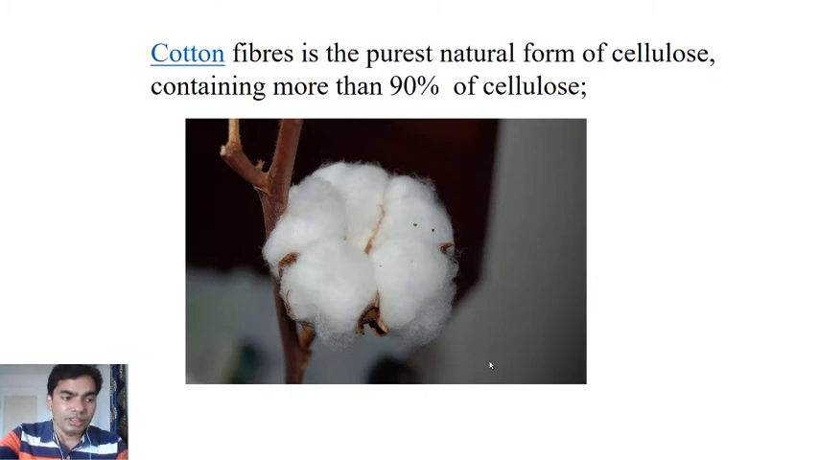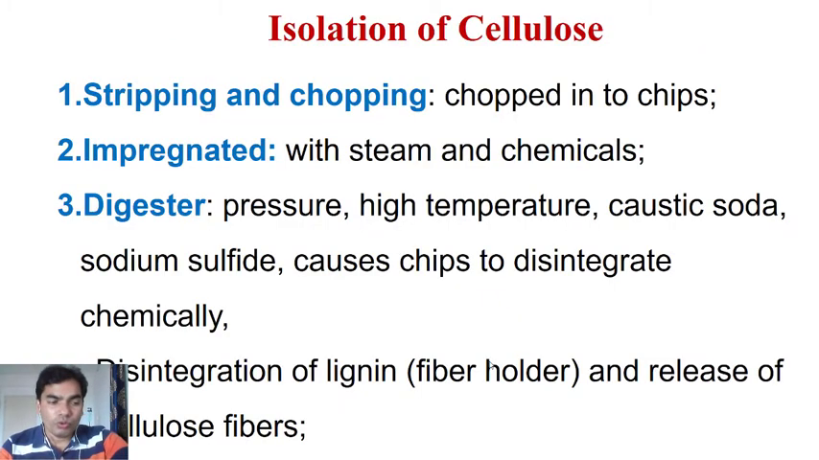In nature, cotton is the simplest and purest example of cellulose, containing more than 90% cellulose. So what about the isolation? How can we isolate the cellulose?